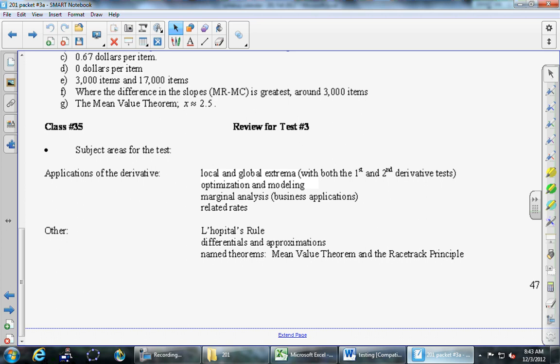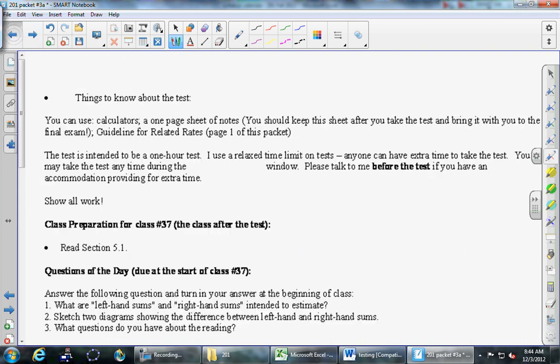We also talked about optimization and modeling, marginal analysis, which were the business applications, and then related rates, everybody's favorite. And then some other stuff. L'Hopital's rule we did most recently. Differentials, I need to change that word. I don't know why I used that word because we didn't use it here, but we'll just say linear approximations. This was the very first class after the previous test, where we used the tangent line to approximate values on a curve. And then we had a couple of named theorems on one particular class, the mean value theorem and the racetrack principle. Okay. So that is a very short list of stuff that's going to be on the test.